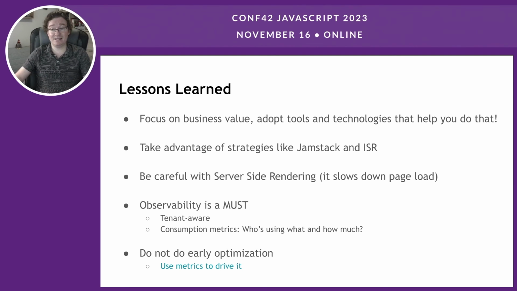Also, observability, it's a must, and it also needs to be tenant aware. So create consumption metrics that will help you to identify who's using what and how much of that are they using. So when you're monitoring the health of your application, you can easily identify who's using more resources.